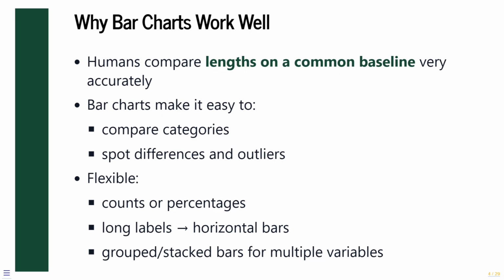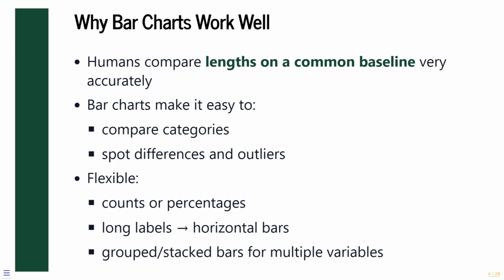Bar charts are especially effective because humans are very good at comparing lengths that share a common baseline. This makes it easy to see which categories are larger or smaller, to compare differences across groups, and to identify patterns or outliers at a glance. For this reason, bar charts are a natural choice for summarizing frequency tables, relative frequency tables, and summary statistics across categories. Bar charts are also flexible.